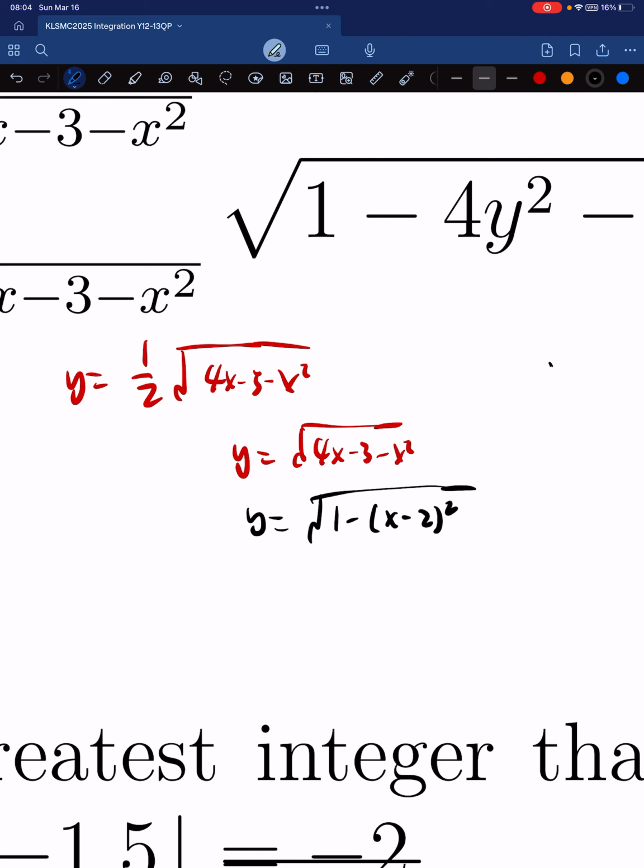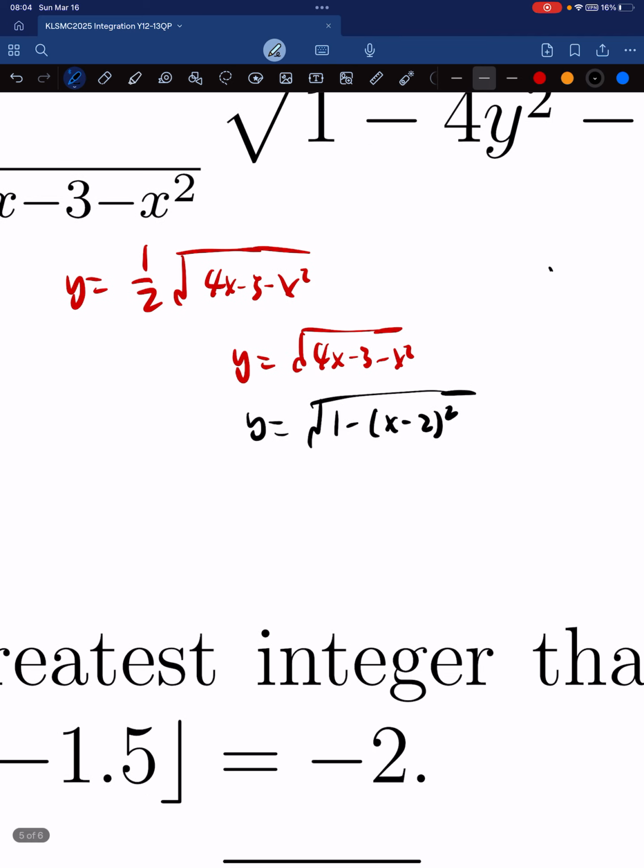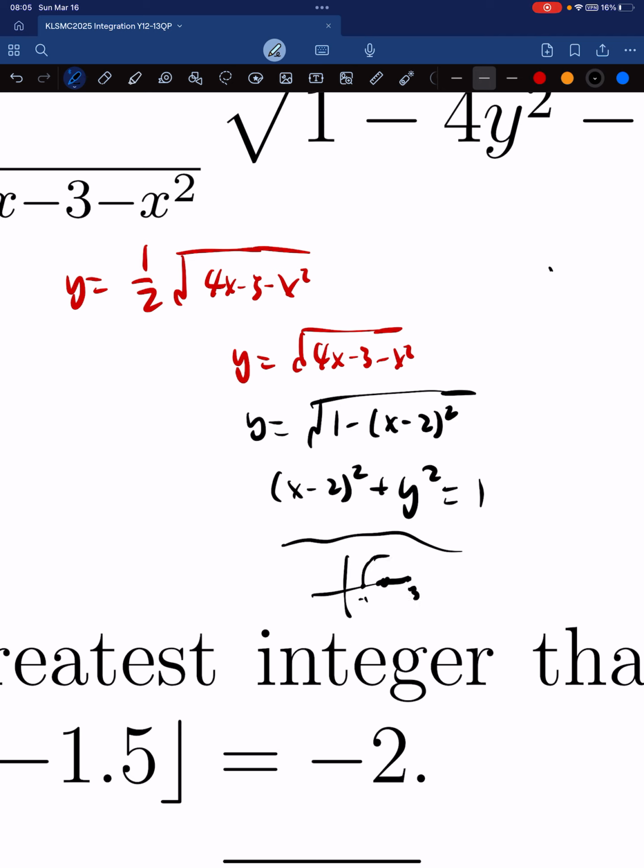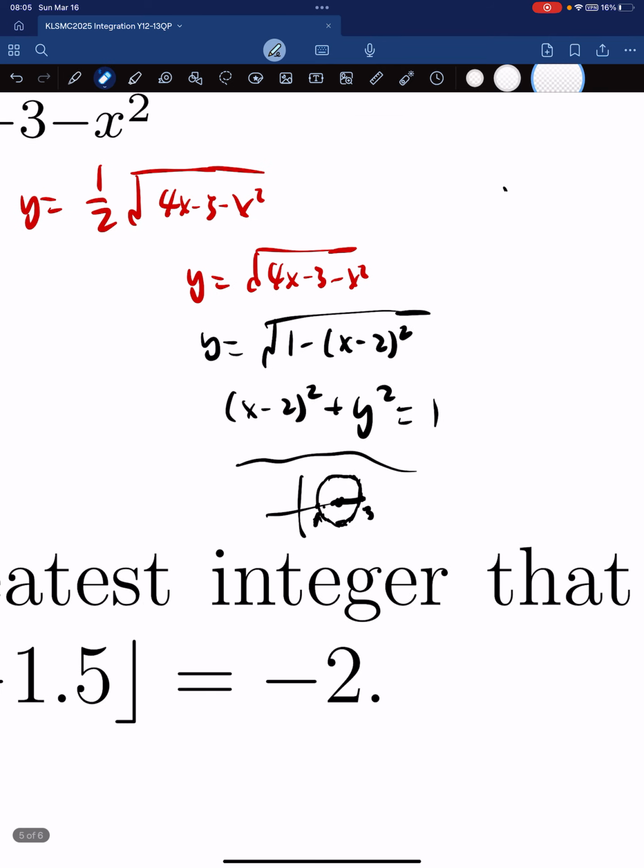You can confirm that it should be the same. So now if we rewrite it, we can write it as (x minus 2) squared plus y squared equals 1. So this makes much more sense. This is basically just a circle centered at x equals 2 with radius 1, spanning from 1 to 3.